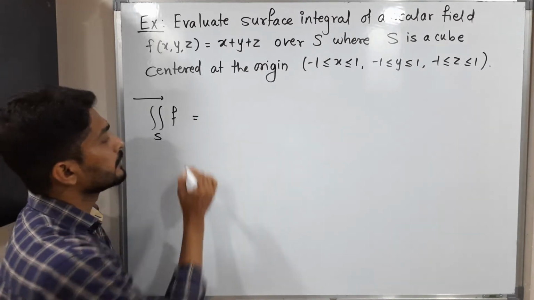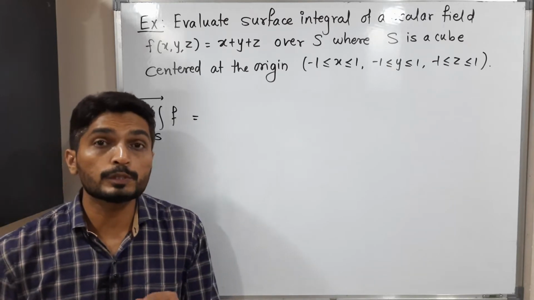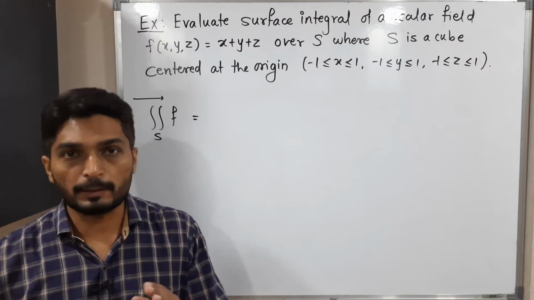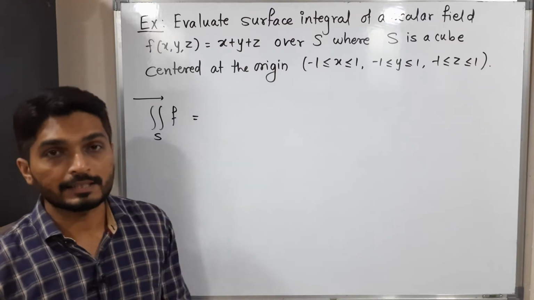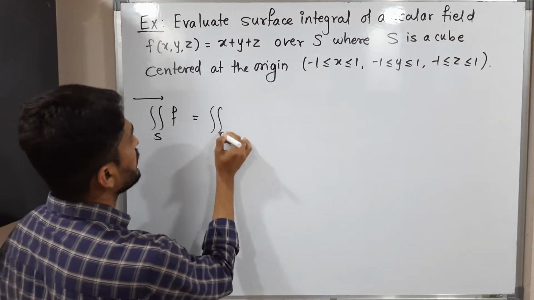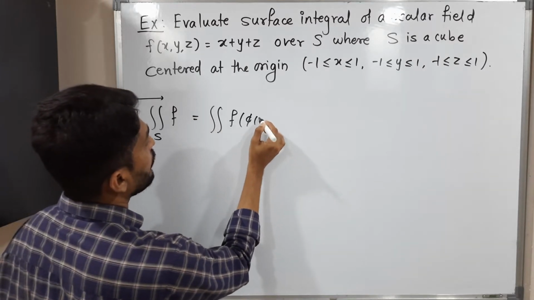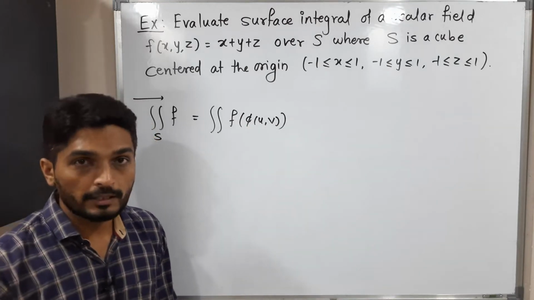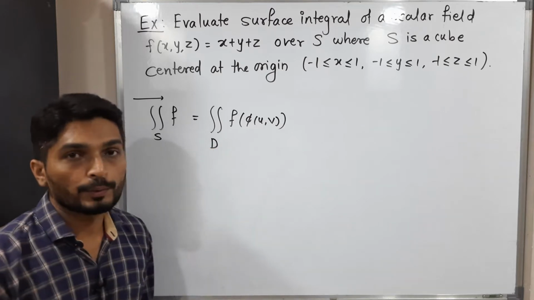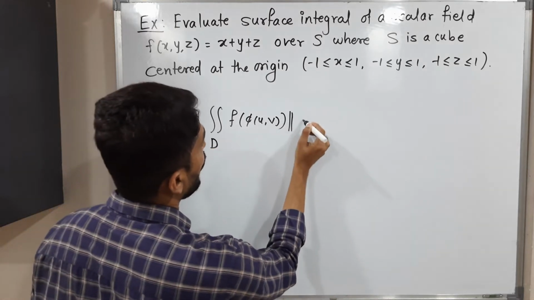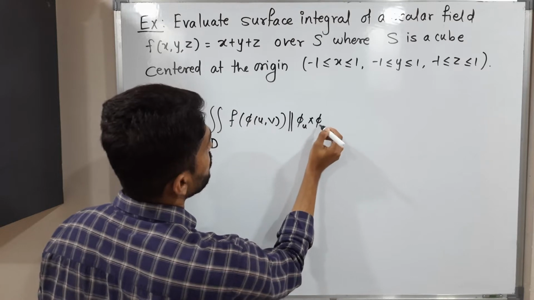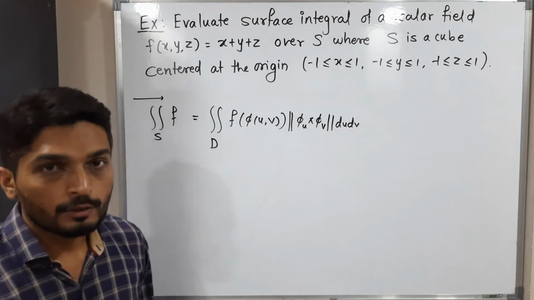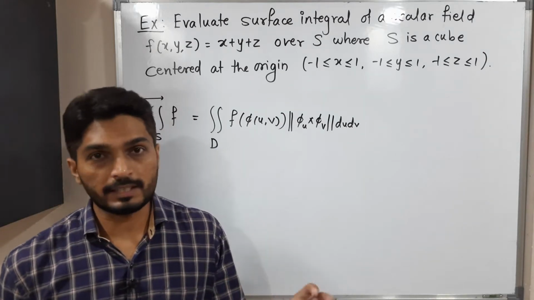To find the surface integral of a scalar field, first we should know the parameterization of the given surface. So here I consider phi to be a parameterization of this surface S. Then we can write double integration of f of phi of u v. This phi is a parameterization defined on domain D, so we solve this double integration over D. After that, the norm of phi u cross phi v is also required, and then we write du dv. So this is the definition of the surface integral of a scalar field.